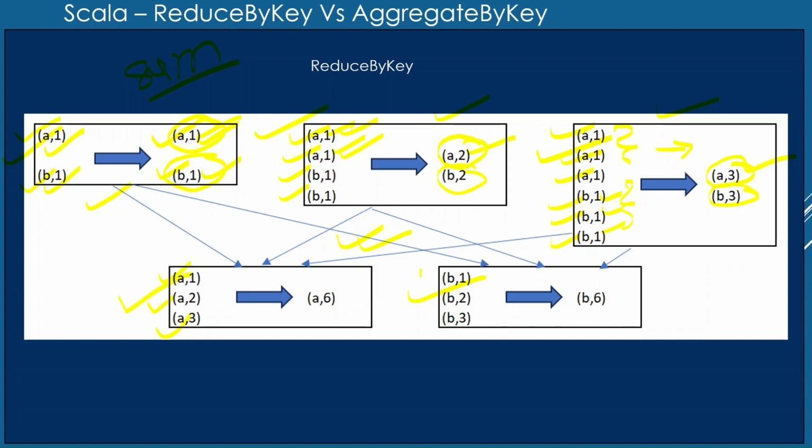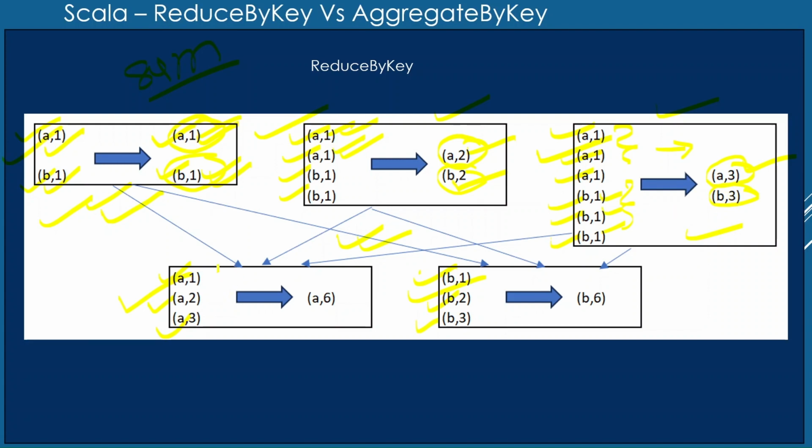Same for B. Same for this partition. This B1 is coming from this executor. So this is the result of the aggregate function which has been applied in this executor. B2 is coming from here. So this is the result of aggregation which has been applied over this partition. B3, this is the result of aggregation which has been applied over this partition for this particular key.